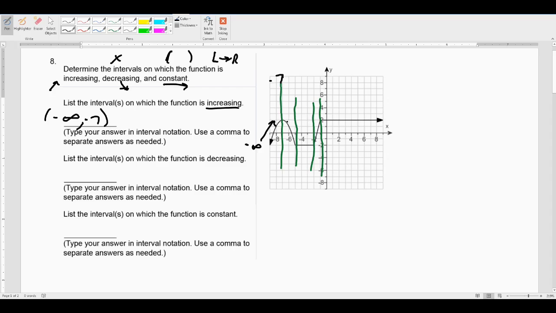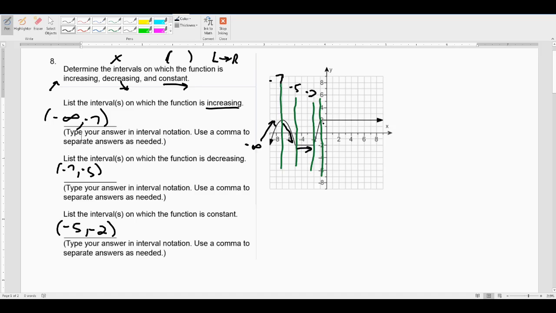Close that off. And then this one, it's going down. That's from there to there, which represents -5. See that? -7 to -5, it's going down. So that's a decrease. Always using parentheses. And then there to there, that looks like a -2. So from -5 to -2, it's constant.